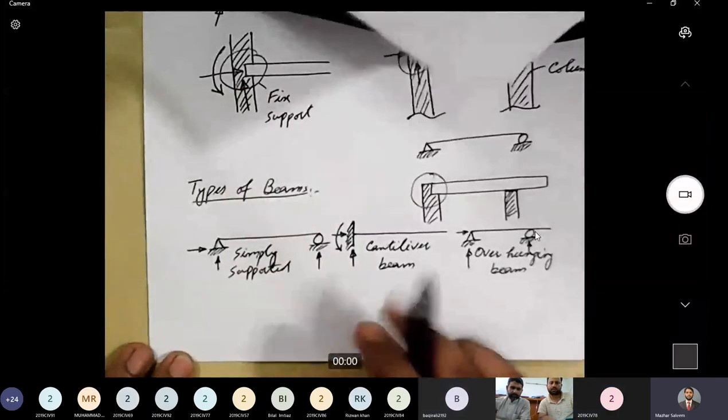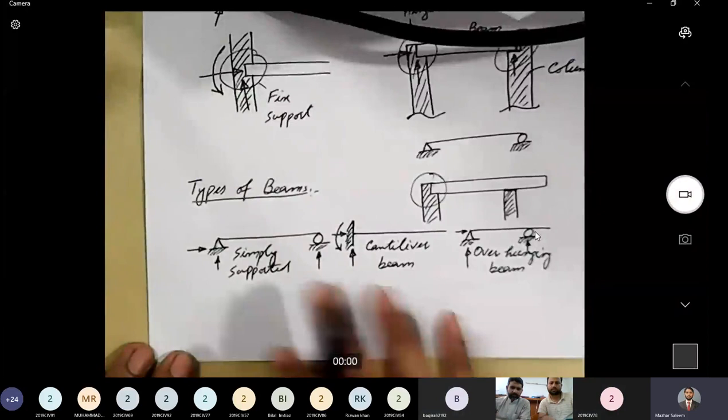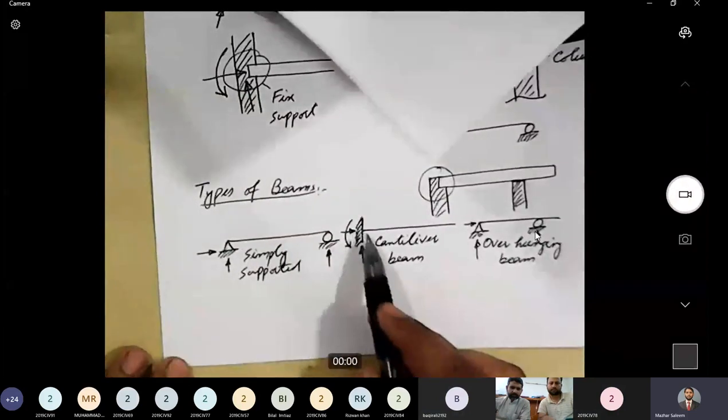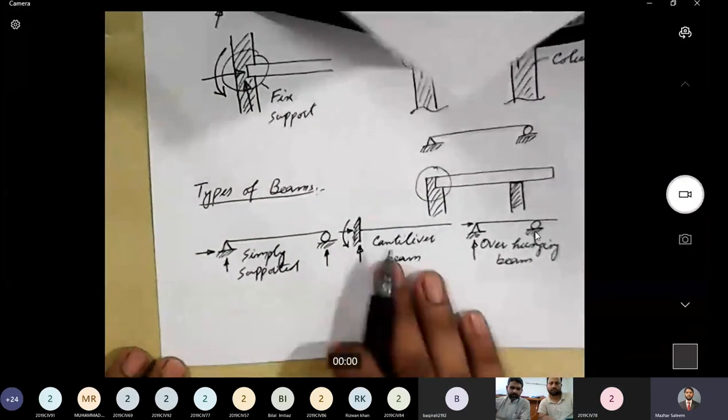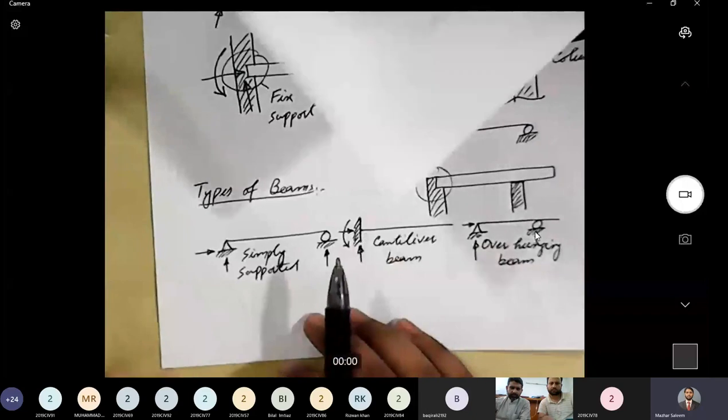No. Cantilever beam is cantilever. That's not overhang. That's different. A cantilever beam has a fixed support and the other end is free. Cantilever beam is a different type and overhang beam is a different type.